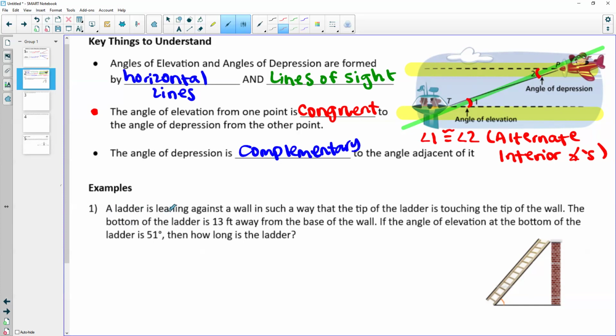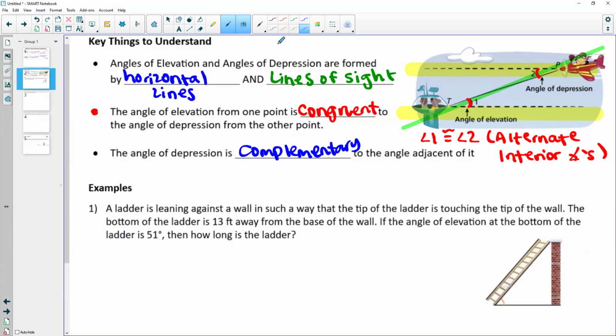It says a ladder is leaning against a wall in such a way that the tip of the ladder is touching the tip of the wall. The bottom of the ladder is 13 feet away from the base of the wall. If the angle of elevation at the bottom of the ladder is 51 degrees, then how long is the ladder?